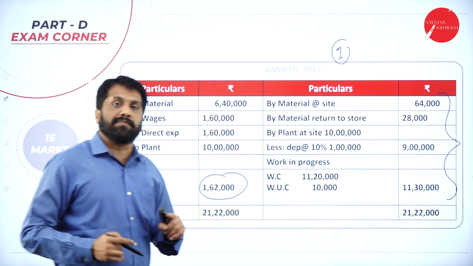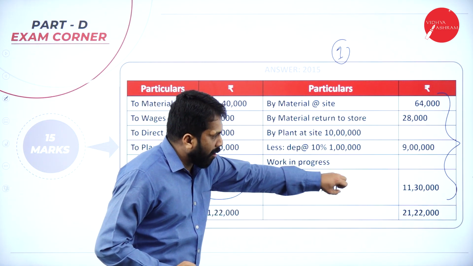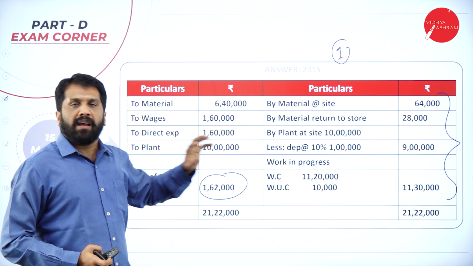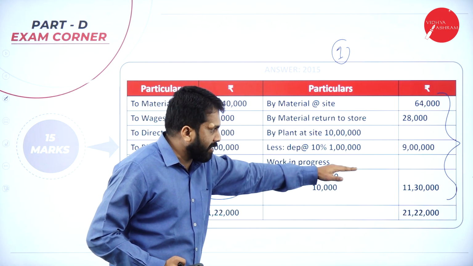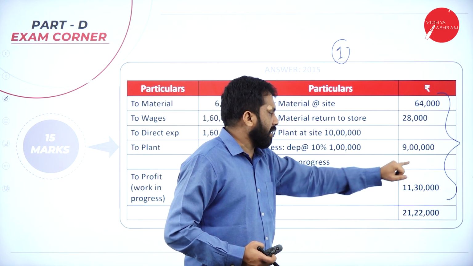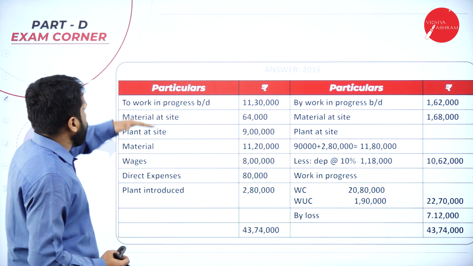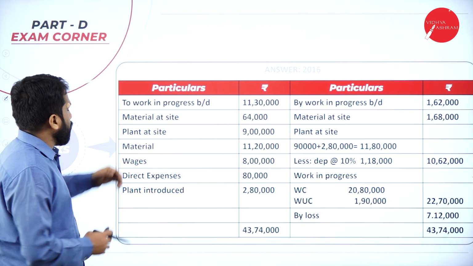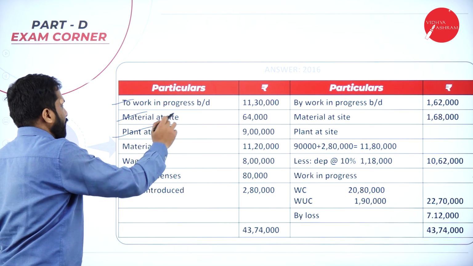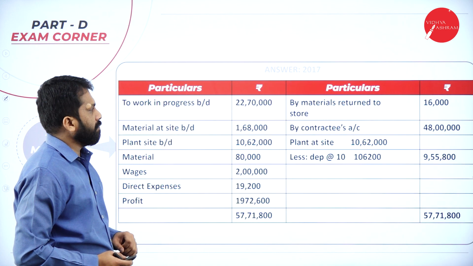First year closing will be opening for second year. Everything copy, paste. Everything, whatever in the credit side, everything copy. See, you have 64, 28, 9 lakh, 11 lakh, 30. Everything copy. Copy and paste it in debit side. Work in progress, material at site, plant at site, everything. See, 9 lakh, 64, 11 lakh, 30.